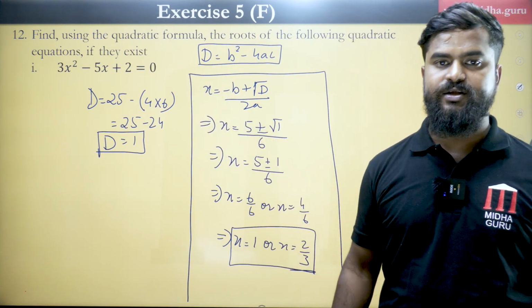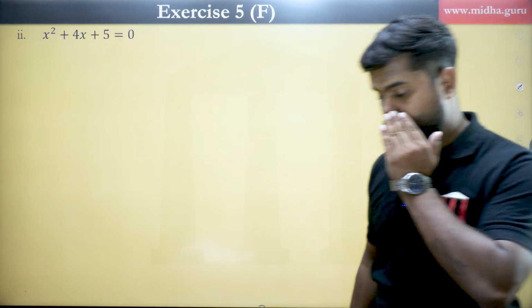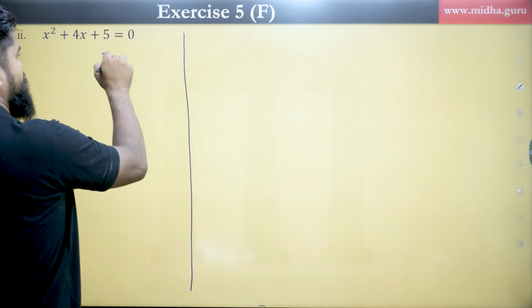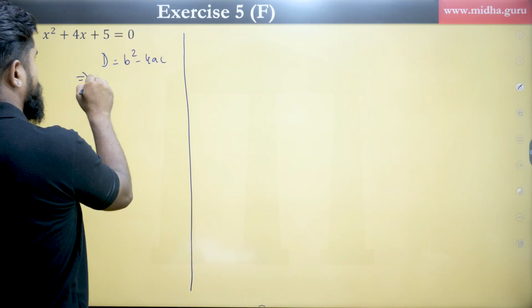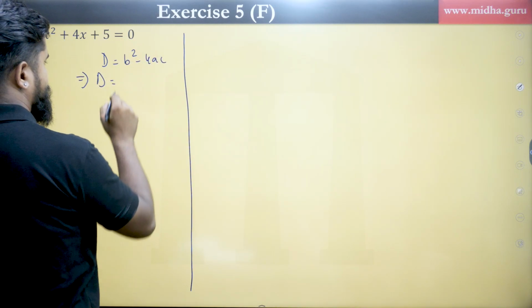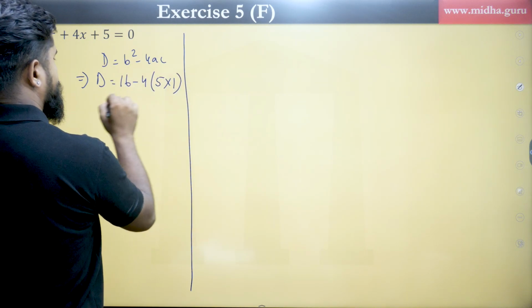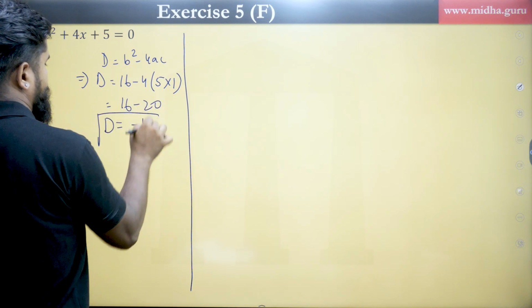Let's move on to the next one. Next equation says x square plus 4x plus 5 is equal to 0. So again, first things first, we'll see the discriminant, what it is equal to. We have the formula b square minus 4ac, b square being 16, minus 4 into a into c, which is 16 minus 20, which will be equal to minus 4.